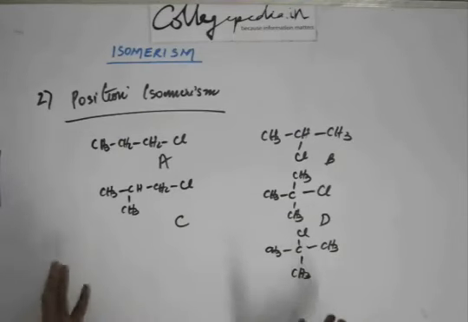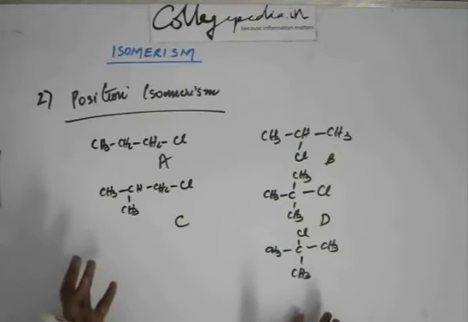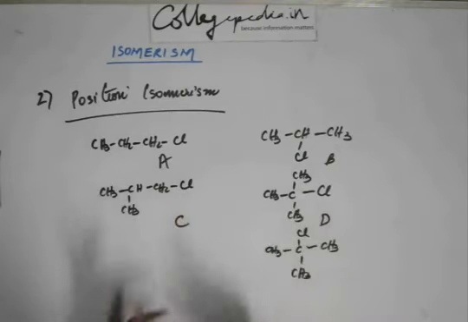So they have the basic carbon skeleton as same, and the position of chlorine is different. So they are positional isomers. A and B are positional isomers, and C and D are positional isomers as well. So that's it. Positional isomer pairs are A and B, and C and D.